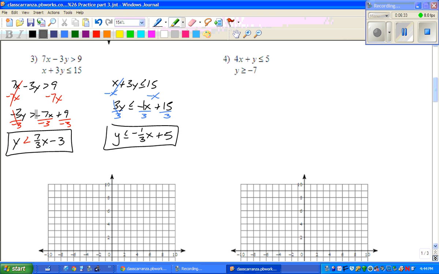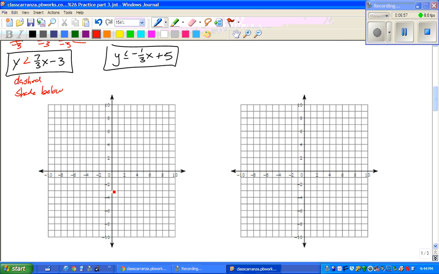Okay, and that's what you should have gotten. Now, why is my sign different right here? Because I divided by negative, so you gotta flip the sign. Okay, so this is going to be dashed, and we're going to shade below.